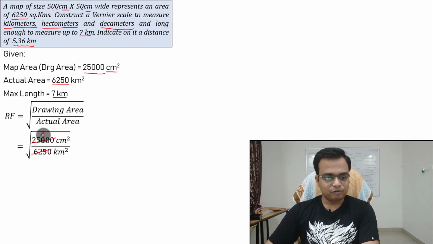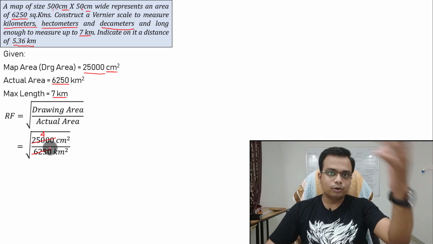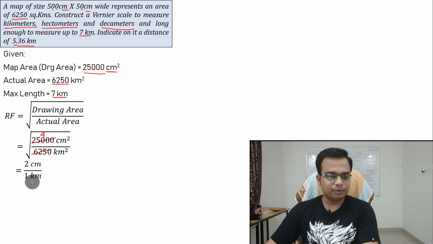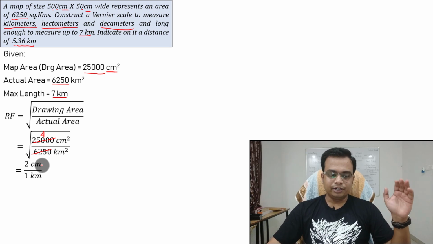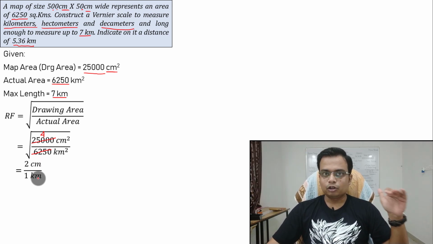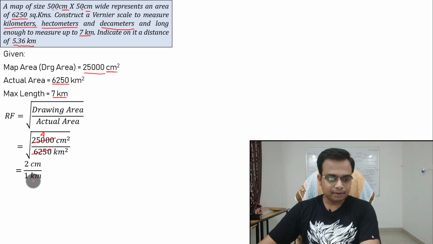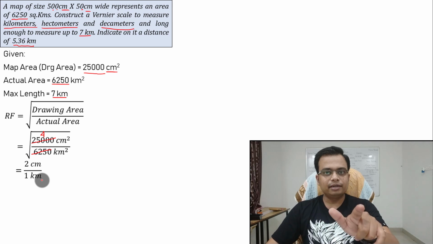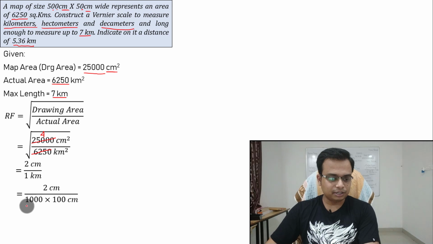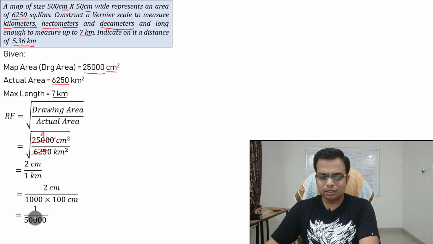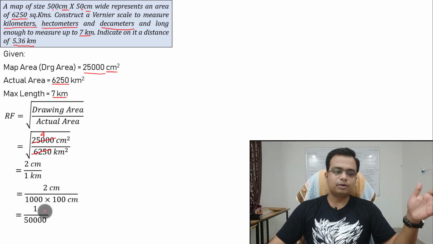6250 when multiplied by 4 will give you 25000, and 4 centimeter square divided by 1 kilometer square, when they come out of the root, will become 2 centimeter by 1 kilometer. Again, the unit is different in numerator and denominator. We need same units so that they will cancel each other. How can that be achieved? 1 kilometer is 1000 meter and 1 meter is 100 centimeter. That is the conversion I am going to use. You just solve this. This is very easily 1:50,000.